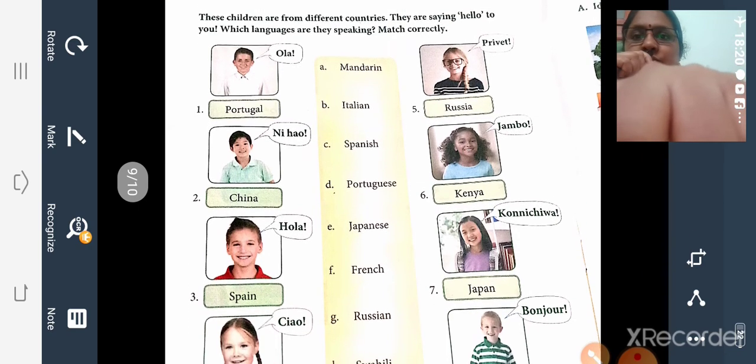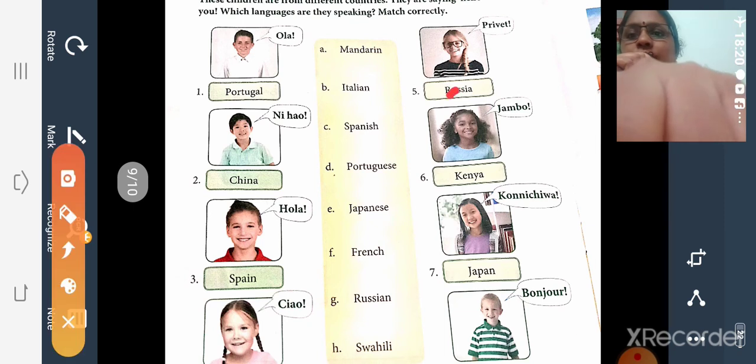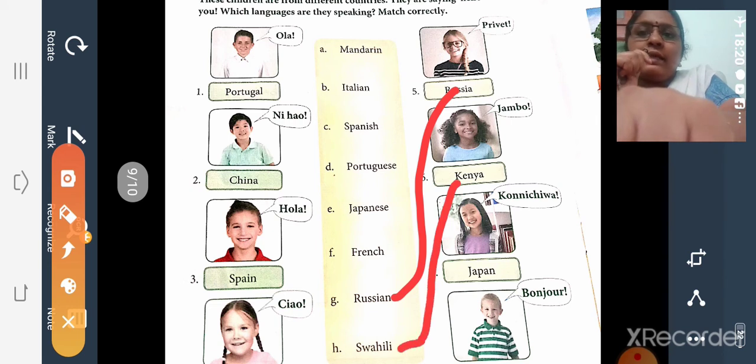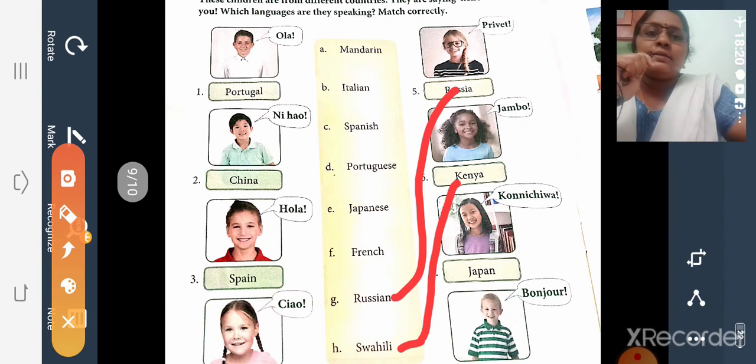Then Russia. Its language is Russian. P-R-I-V-E-T, Privyet. Hello is Privyet in the Russian language. Then Kenya. The Kenyan language is Swahili. In Swahili, hello is Jambo. Then Japan, Japanese.